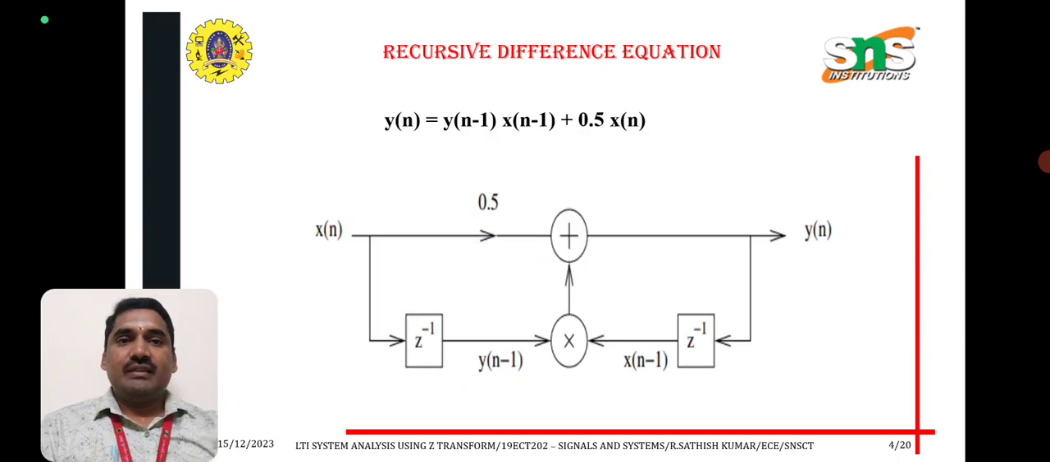n minus k. Next one, we can see the recursive difference equation. y of n is equal to y of n minus 1 into x of n minus 1 plus 0.5 into x of n. Input is nothing but your x of n, output is nothing but your y of n. While taking the z inverse of y of n, we can get y of n minus 1, that can be multiplied with your x of n minus 1. x of n multiplied with your z inverse, we can get here x of n minus 1. Finally, we can get the output as x of n minus 1 into y of n minus 1 plus 0.5 into x of n.